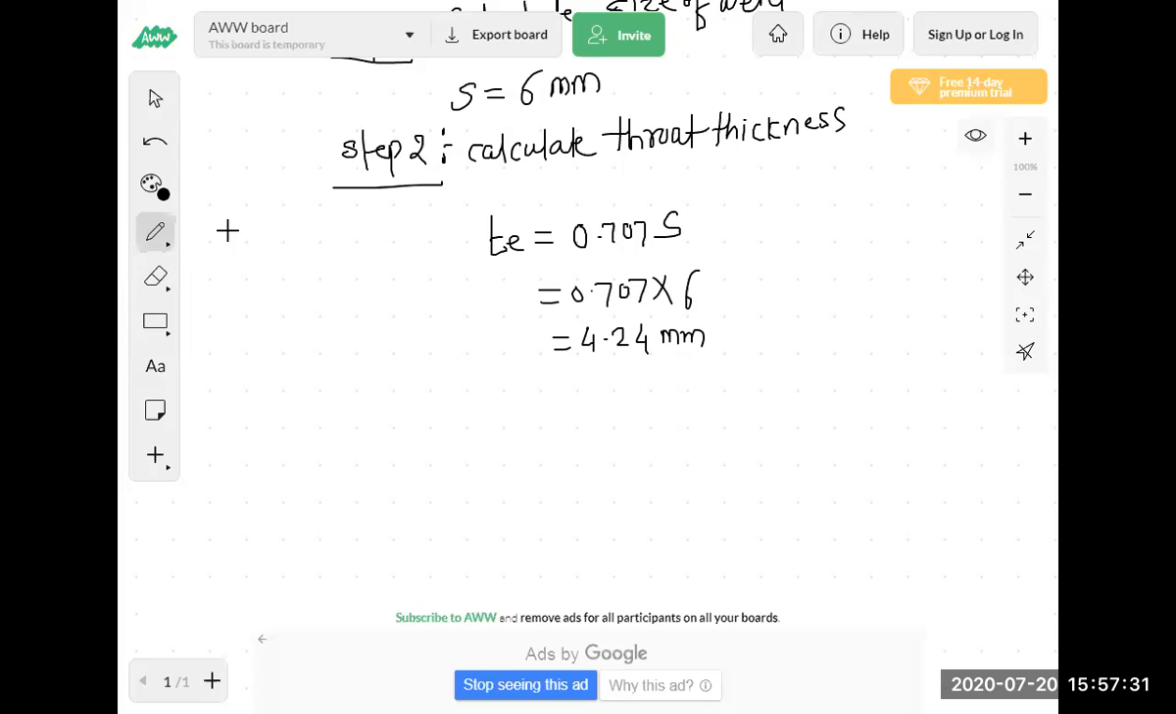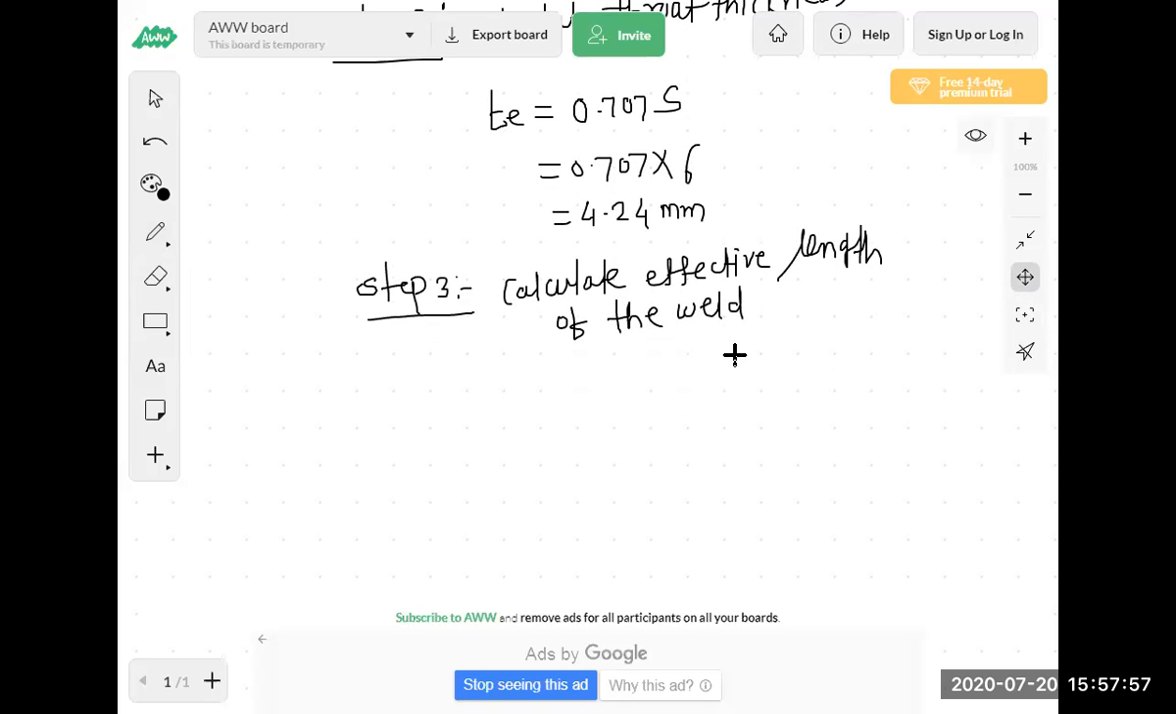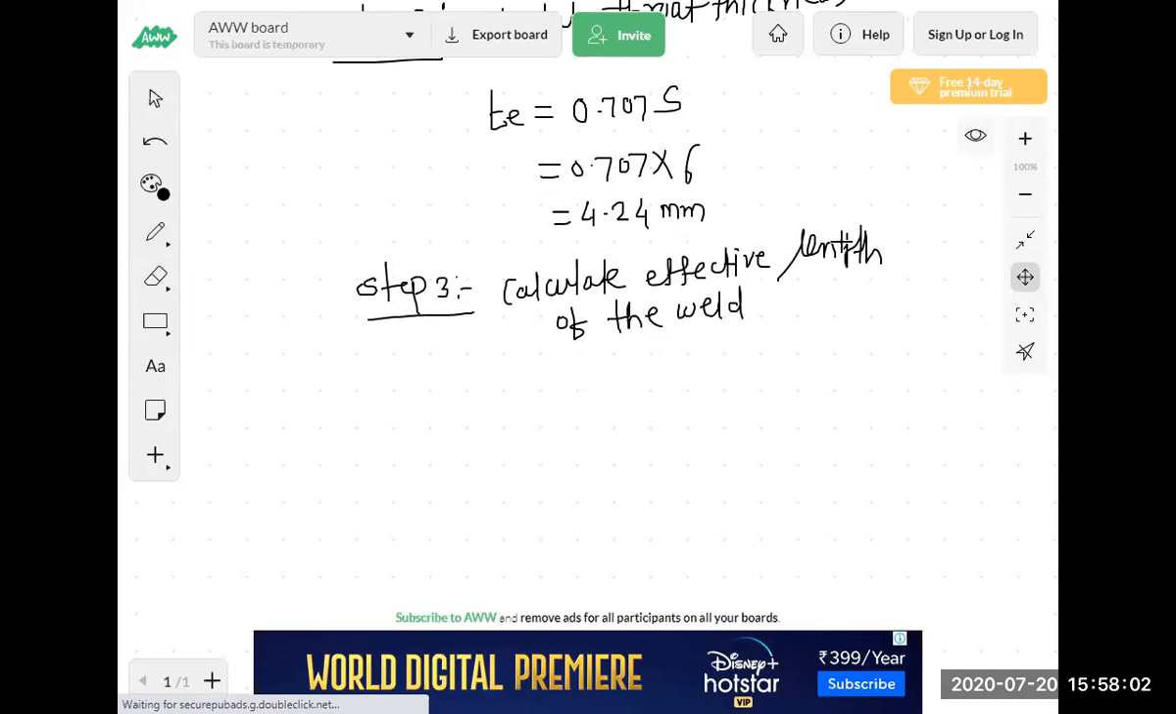Then next step, step number 3. What is step number 3? Calculate the effective length of the weld. Calculate the effective length of the weld. This is the length.